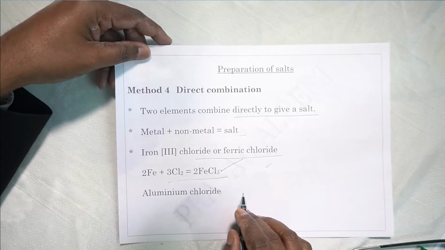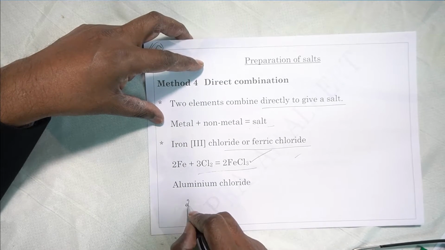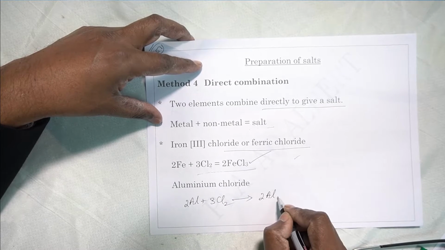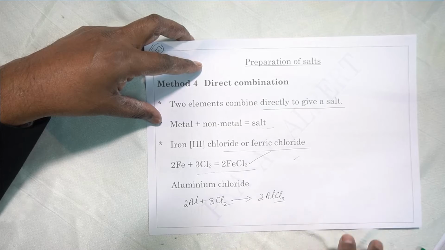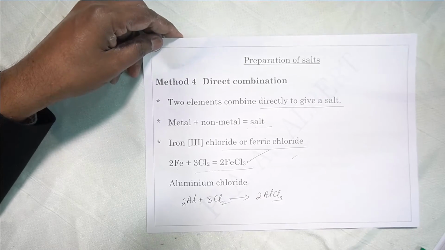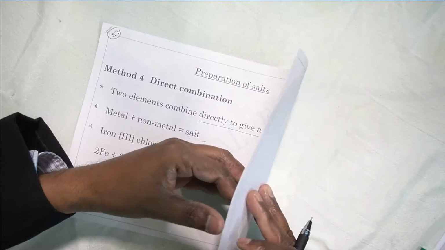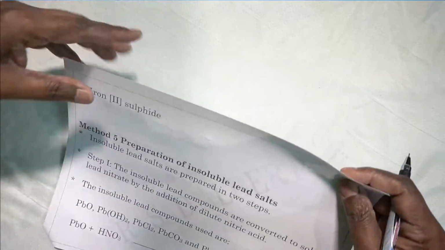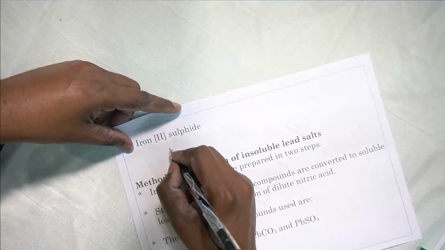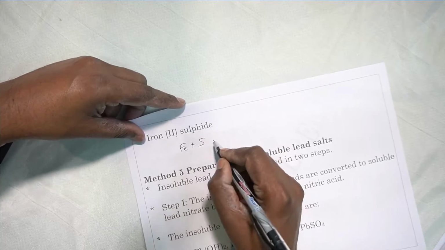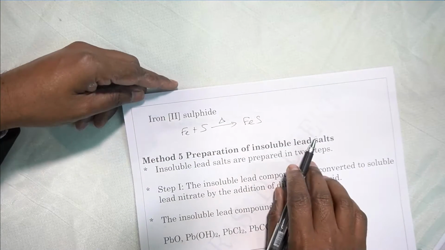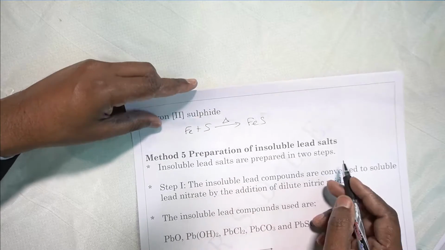Now aluminum chloride also can be prepared similarly. It's like 2Al plus 3Cl2 gives 2AlCl3. Okay, aluminum chloride, direct combination of aluminum with chlorine. And then we have ferrous sulfide. Iron 2 sulfide is also prepared by this method, direct heating of iron with sulfur powder. So you get FeS. So here heating is required. But usually only the ferric chloride is asked in questions, right?